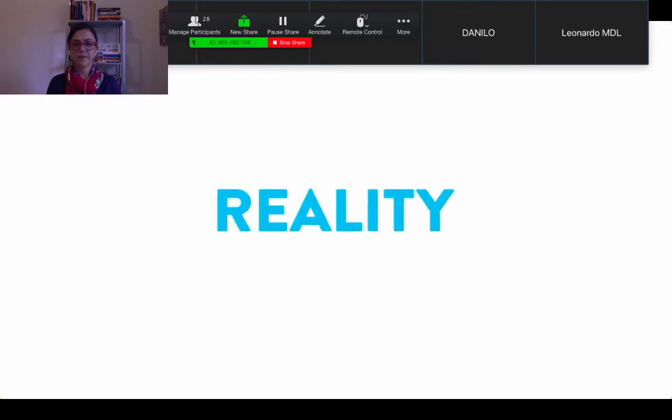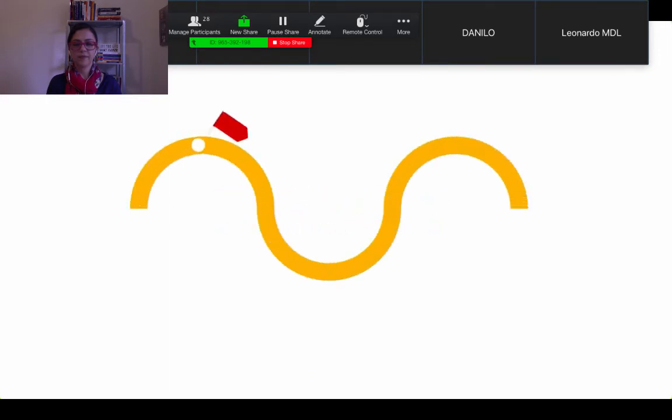Reality is agreeing where your team member is now in relation to the goal they want to achieve. You need to explore where the person being coached is now before planning to move forward.